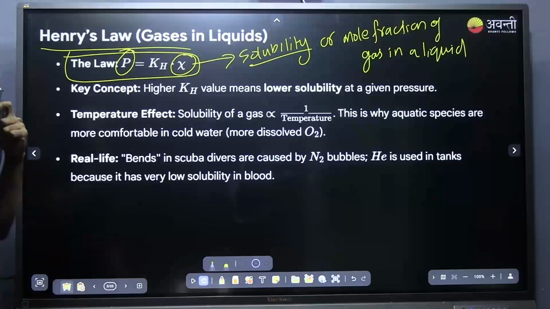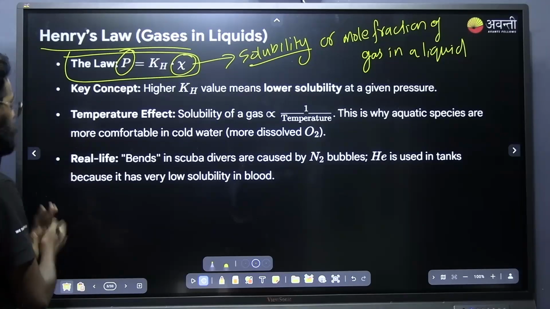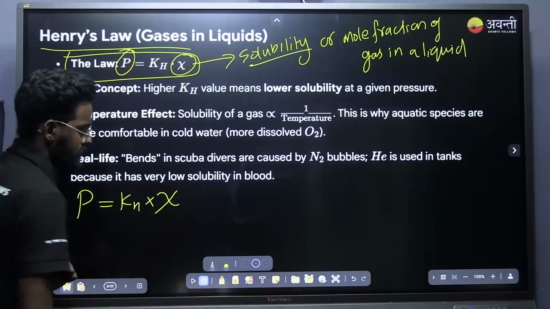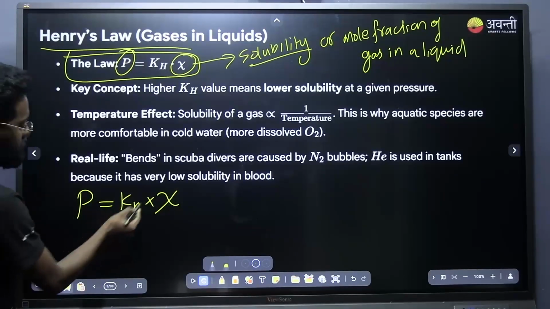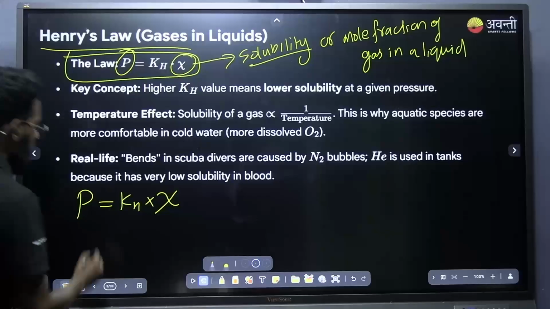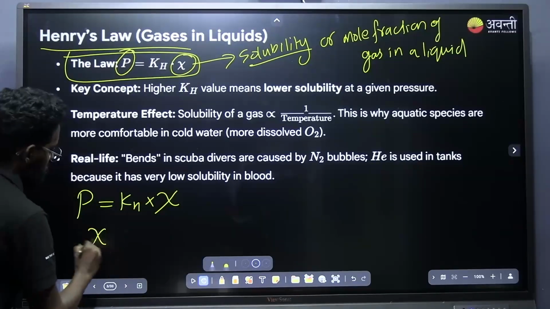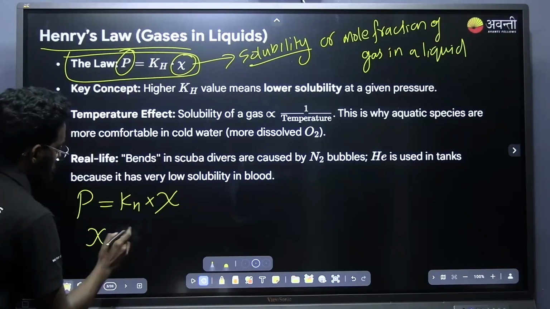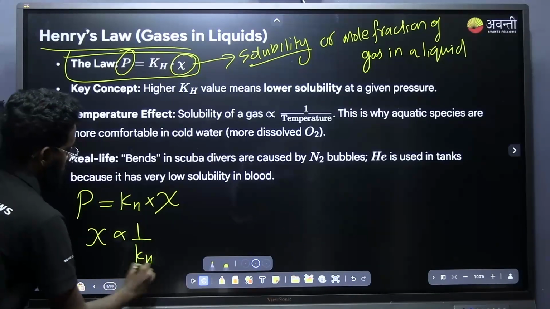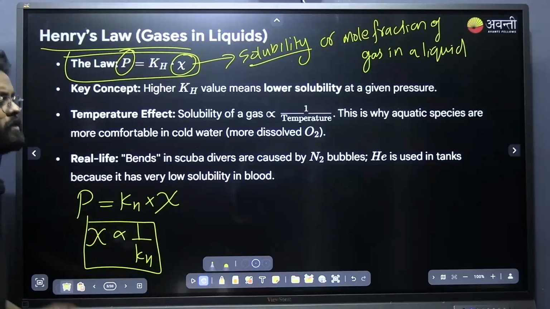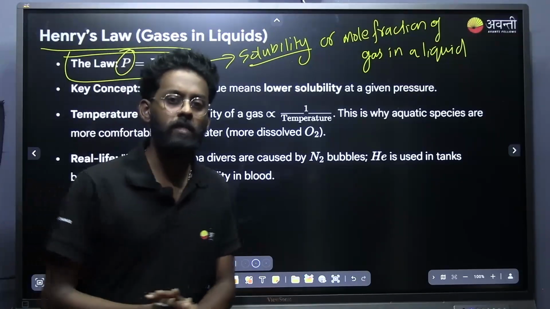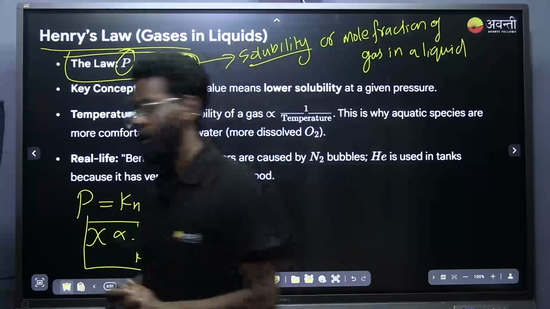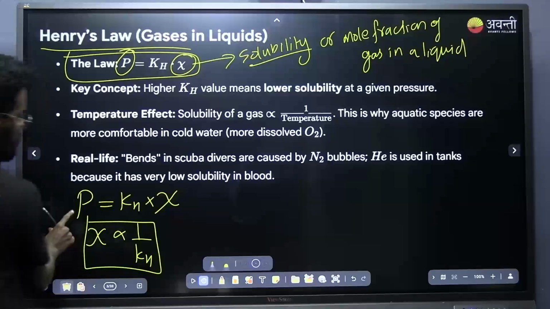Okay, now what are the few points you have noted down for this? We know that partial pressure is equal to Kh into mole fraction, and remember the relation between Kh, which is the Henry's law constant, and this mole fraction. According to this equation we can say that mole fraction is inversely proportional to Henry's law constant, which means if a gas has a higher Kh value, it will have lower solubility. That's the point I want everyone to take note of here.